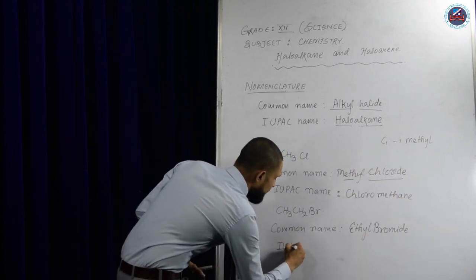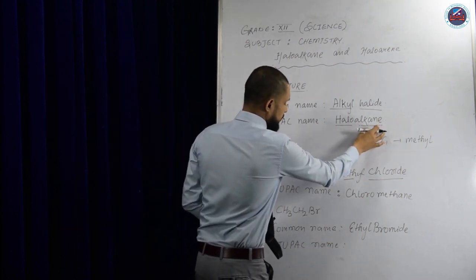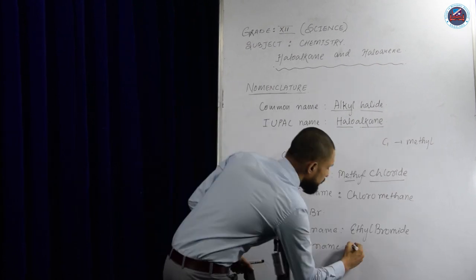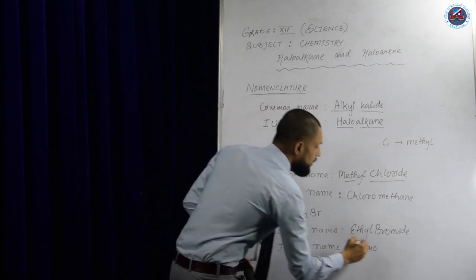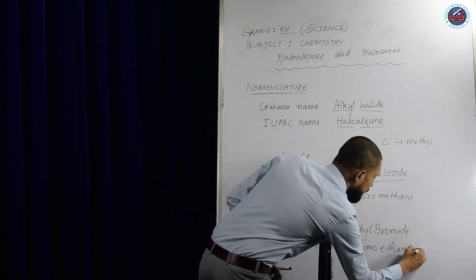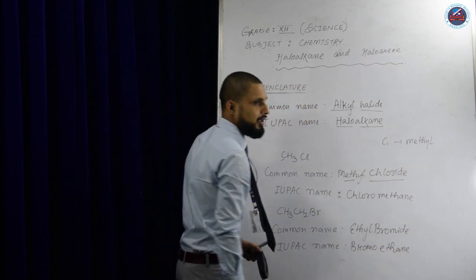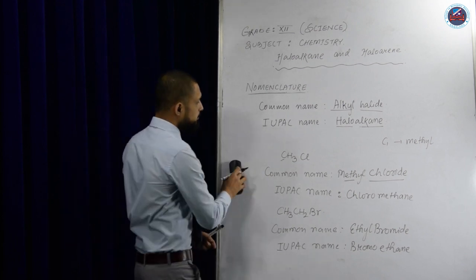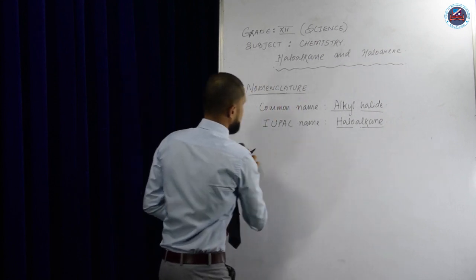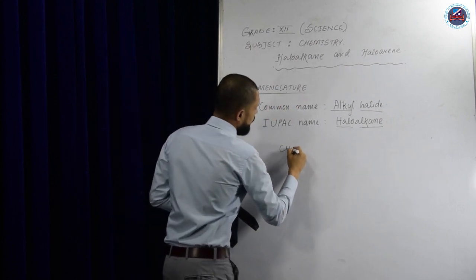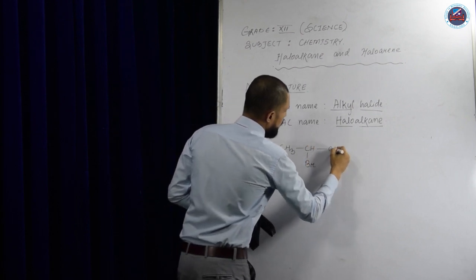Whereas the IUPAC name is written as haloalkane. What is the halo name for Br? It is bromo. And alkane for two carbons is ethane. So the name of this compound in IUPAC form is bromoethane. Let us take some more examples. CH3CHBrCH3.